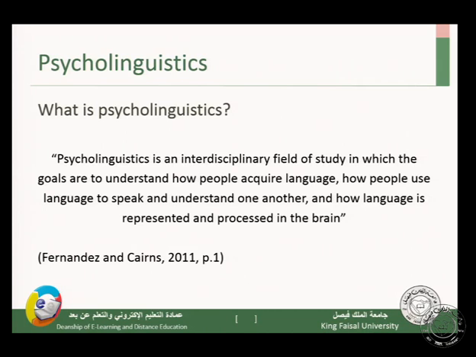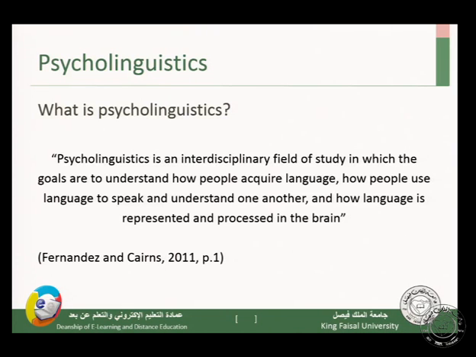Psycholinguistics is an interdisciplinary field of study, which means psycholinguistics has to do with a lot of disciplines within linguistics, and of course within medicine and within language pathology, that is curing some of the limitations which some people have, like stuttering, etc. So psycholinguistics is an interdisciplinary field. It has to do with many fields, both inside linguistics and outside linguistics, in which the goals are to understand how people acquire language. So this is our first goal in psycholinguistics: how people acquire language.